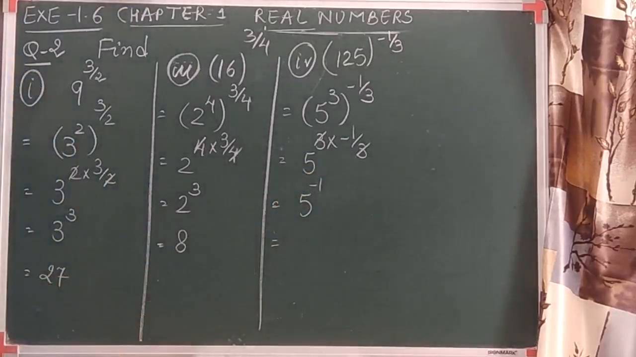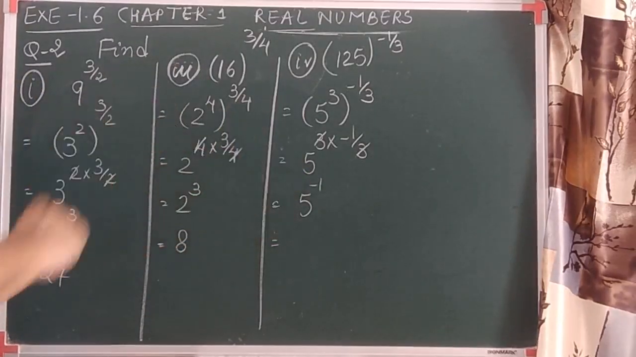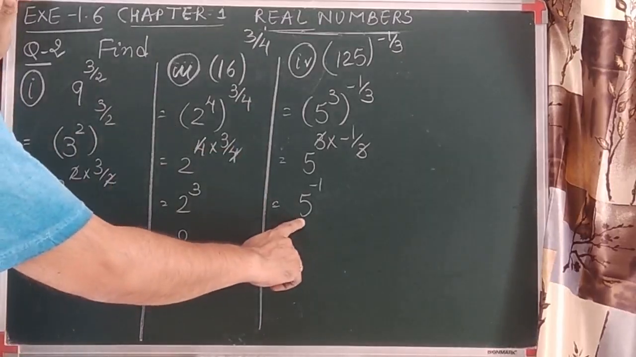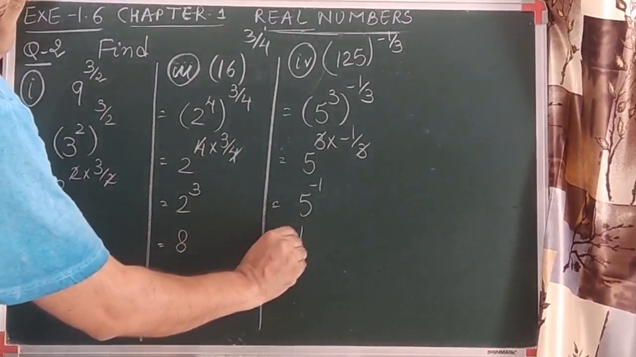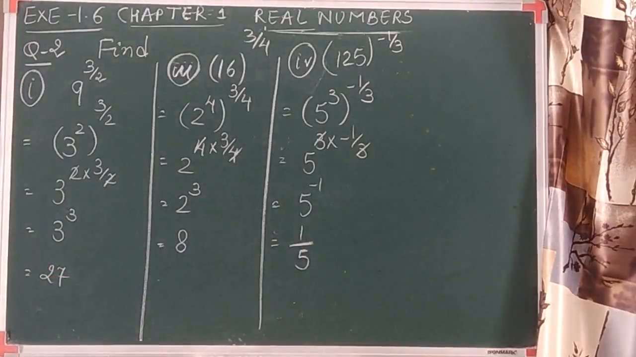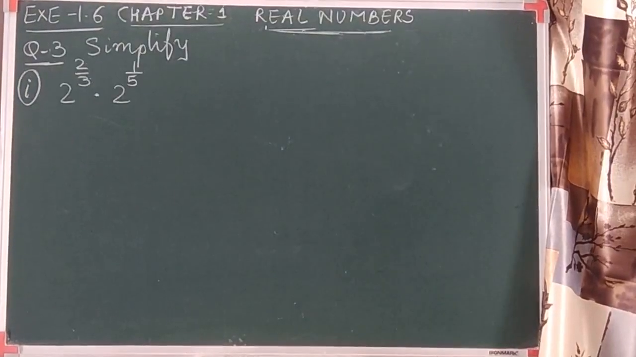What we discussed last year: whenever your power is negative, remember, how can we convert that into the positive? By taking the reciprocal. 5 का reciprocal क्या होगा? It's 1 upon 5. Good. Let's continue with a few more questions.